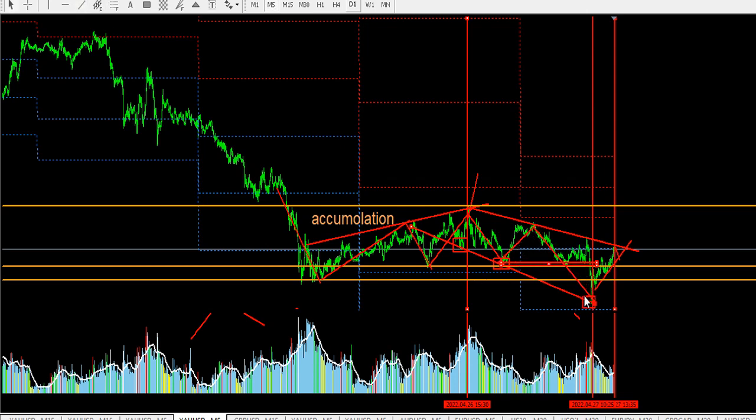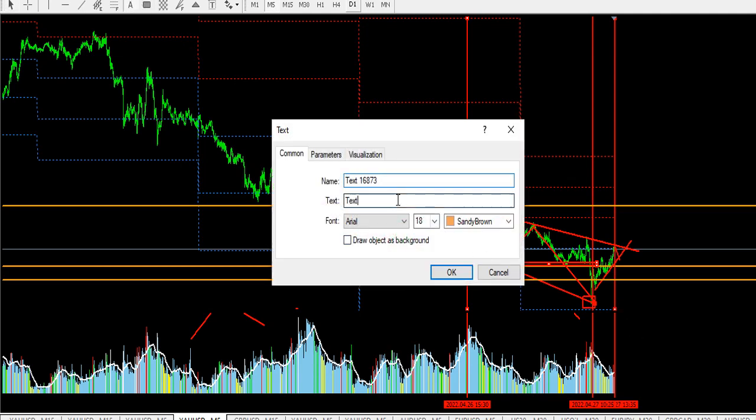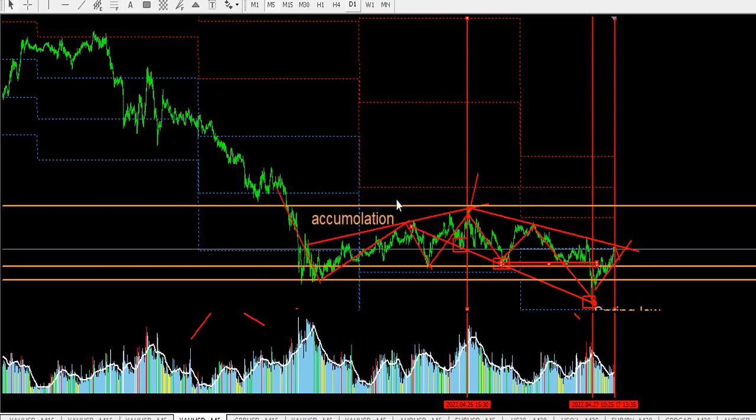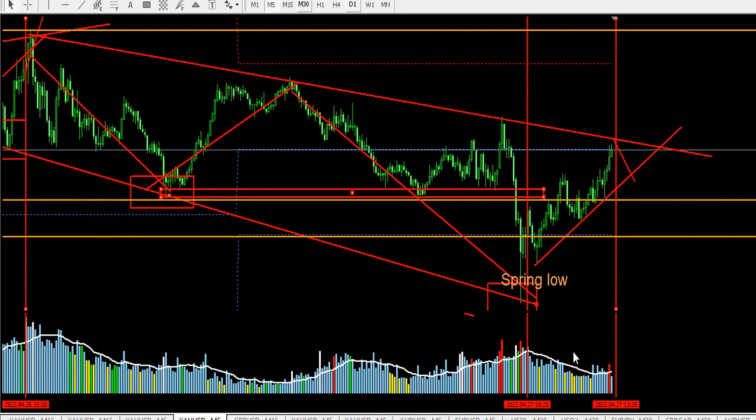What I am going to tell you is this is a spring low pattern. The market has already made a spring low. I don't know exactly if the market will come back or not, but mostly a retest will come back. But you have to be careful.